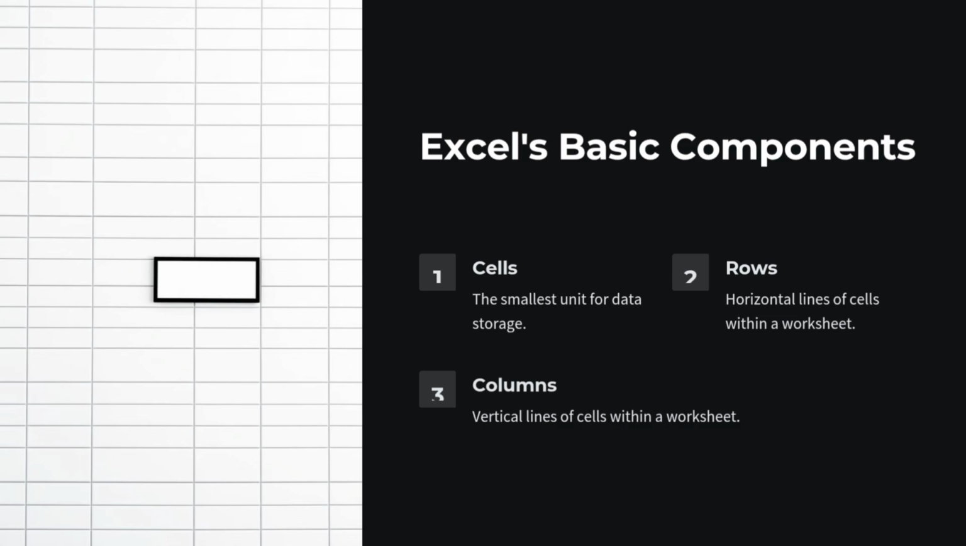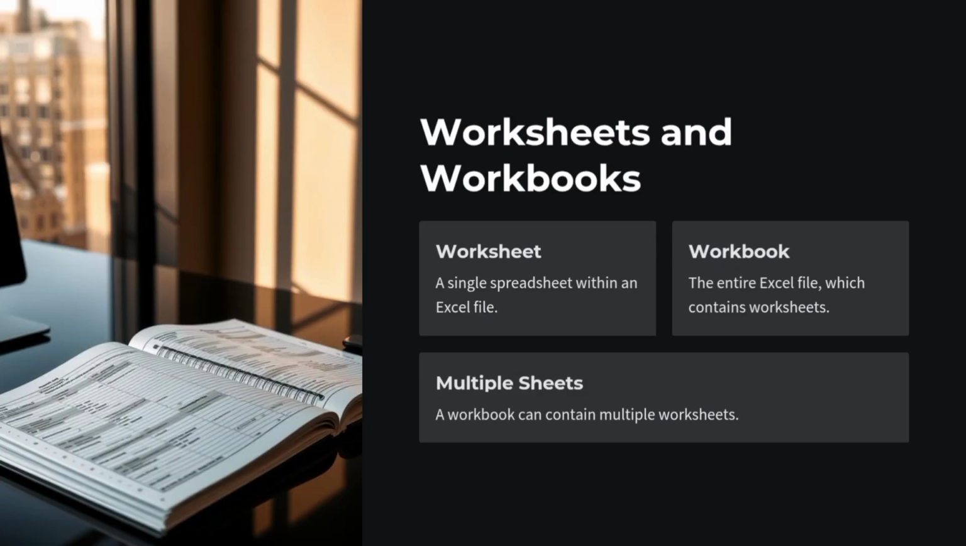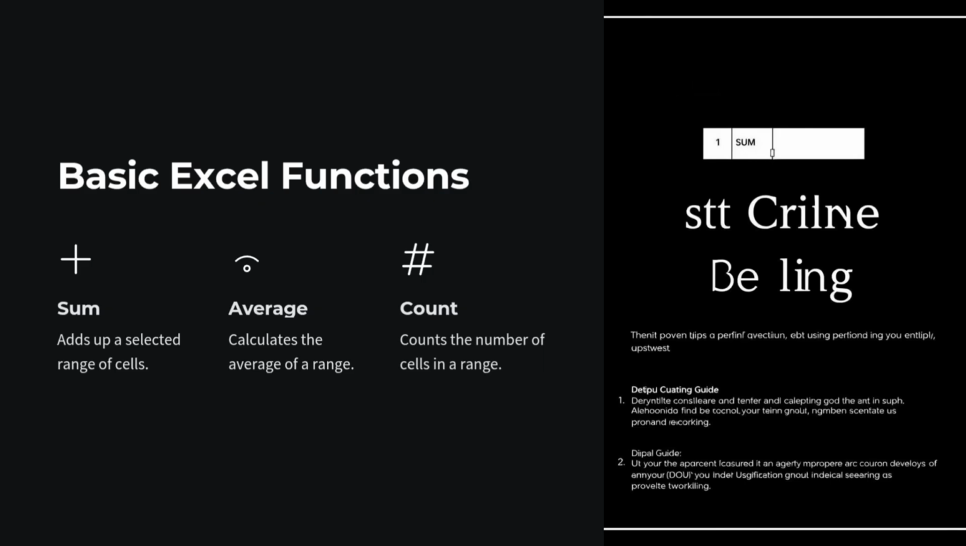Excel's basic components. Cells, the smallest unit for data storage. Rows, horizontal lines of cells within a worksheet. Columns, vertical lines of cells within a worksheet. Worksheets and workbooks. Worksheet, a single spreadsheet within an Excel file. Workbook, the entire Excel file which contains worksheets. Multiple sheets. A workbook can contain multiple worksheets.